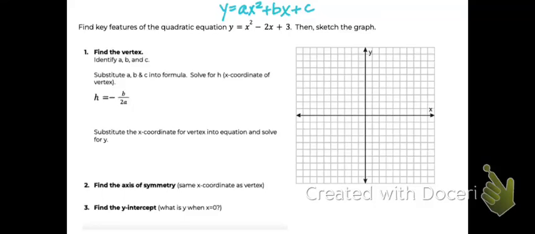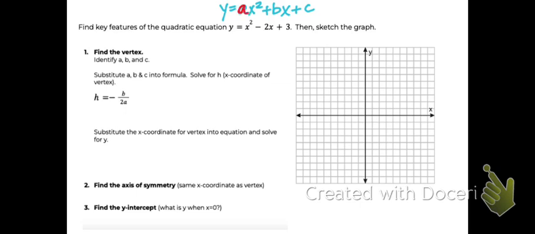When a quadratic is written like this, y equals ax squared plus bx plus c, it's said to be in standard form. So here we're going to identify the key features of a quadratic equation written in standard form, and then use those to sketch the graph. So our first step is to identify what the a is, the b, and the c.